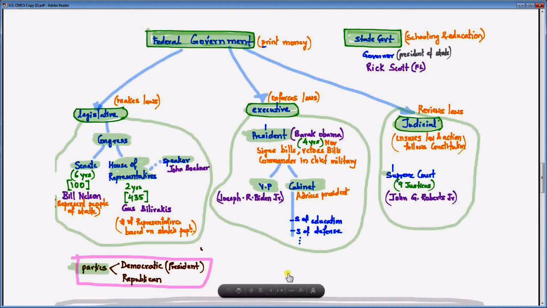The United States has 2 main political parties: the Democratic Party, the current president's party, and the Republican Party. The state government and the federal government also have federated powers. The federal government can print money, whereas the state government is responsible for schooling and education. The governor at the state level is essentially the president of the state. Currently the Florida governor is Rick Scott. So this is how the US government is organized, with nobody getting too powerful.